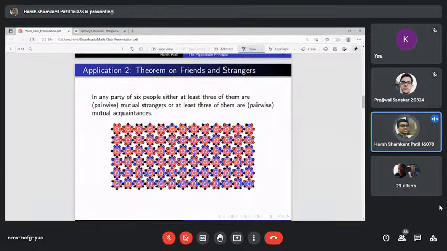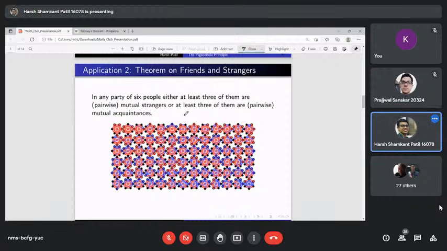So in such a scenario, there will be a subset of 3 people out of 6, such that they either all know each other or they all don't know each other.